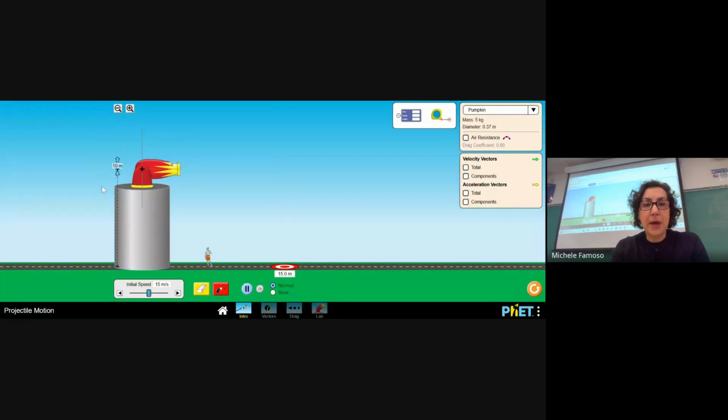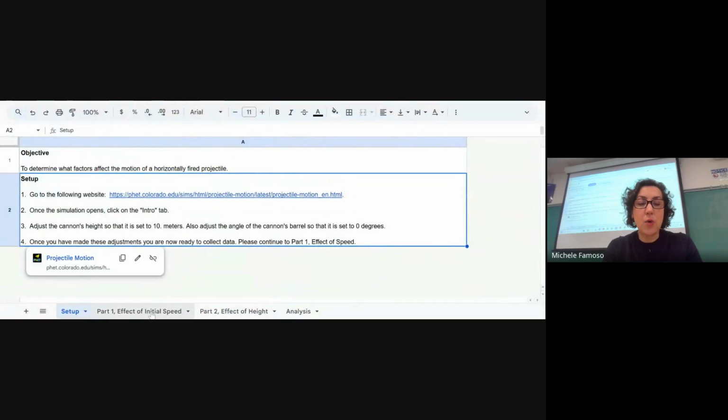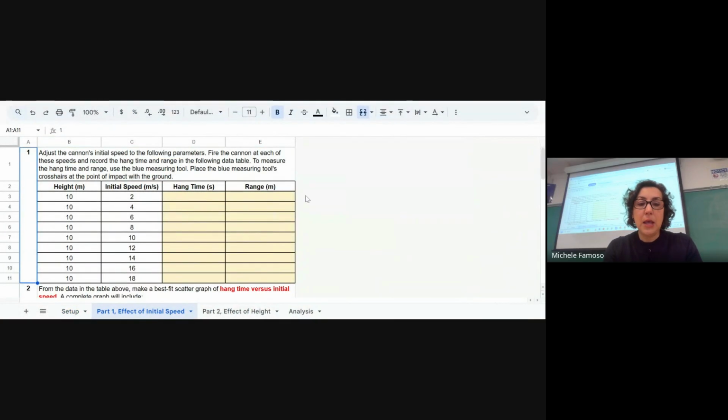So notice that when I opened it, the cannon already gave me 10 degrees. And you see here on the cannon, it says 0 degrees. I've got the 10 meters and the 0 degrees. That's all set. Okay. Now we can go to part 1 of the lab. So let's click on the part 1 tab at the bottom, where we're testing the effect of changing the initial speed on these projectiles.